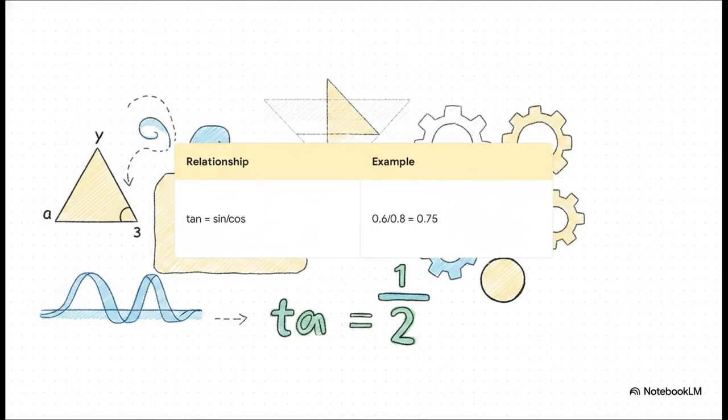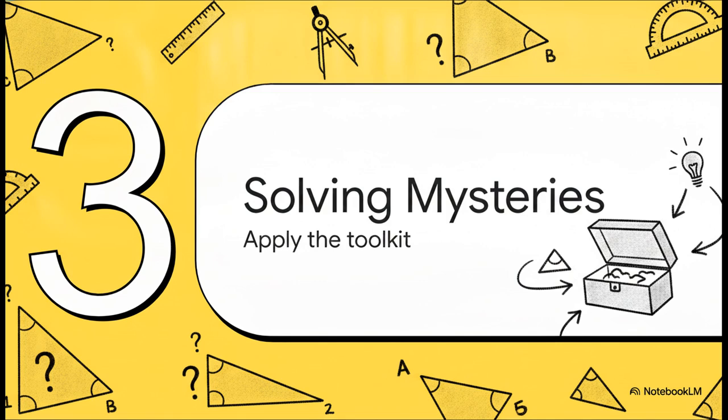But wait, there's actually a hidden layer here. Tangent doesn't just relate to the sides. It relates directly to sine and cosine. The golden rule here is that the tangent of an angle equals its sine divided by its cosine. Think about it. If an exam question tells you the sine is 0.6 and the cosine is 0.8, you don't even need to know the triangle's actual side lengths. No way. You just divide 0.6 by 0.8 and boom, your tangent is 0.75. Just like that. All right, let's put this into practice with section 3, solving the triangle mysteries.